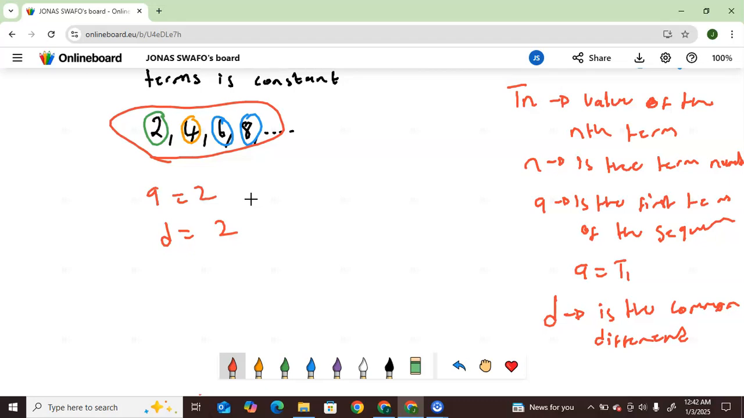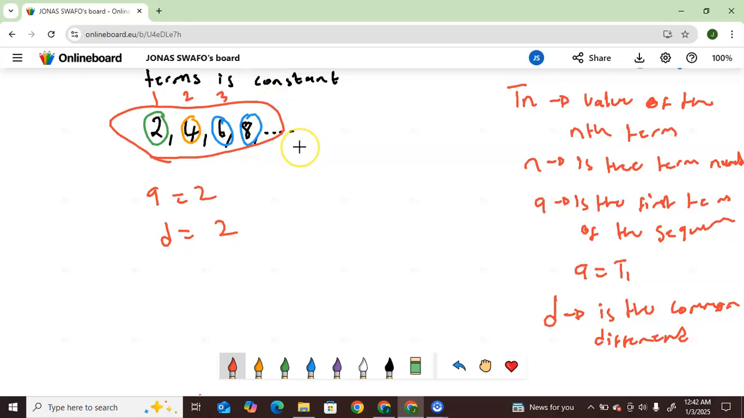Another thing that I'd like you guys to know is this n. N is the term number. So what is the term number for 6? The term number for 6 is 3. The term number for 4 is 2. And the term number for 2 is 1. So let's not confuse this thing. These are the n's, to say what number of the term, what position that term sits on.